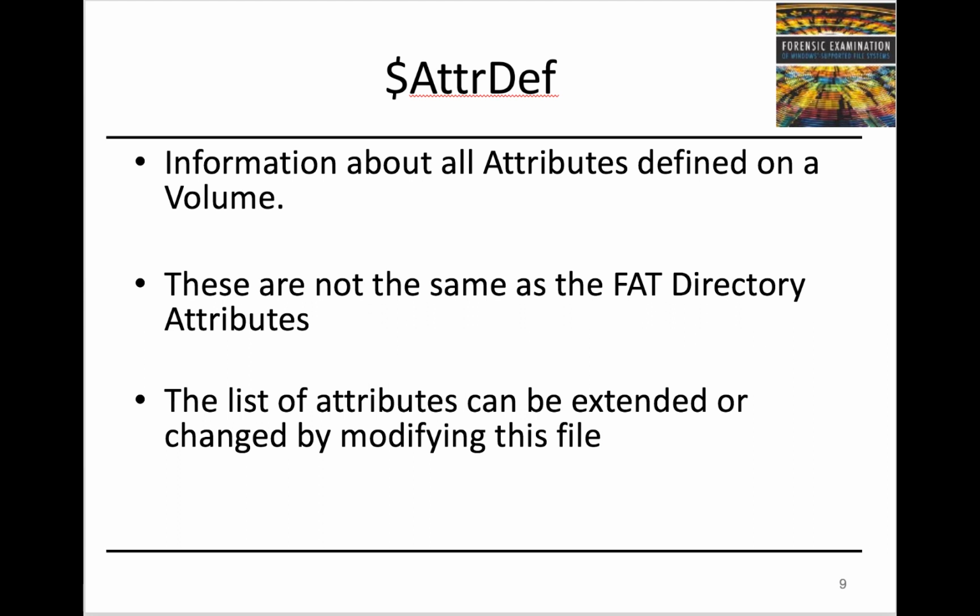The $AttrDef, this is a definitions file that contains all of the definitions of the different types of attributes that we have. Now again, these are not like the hidden read-only system files that we had in DOS. Here, everything is an attribute. So it's like your name, your address, your height, weight, hair color, eye color, all those things are attributes about you. Files have different attributes, and this defines all those different attributes.